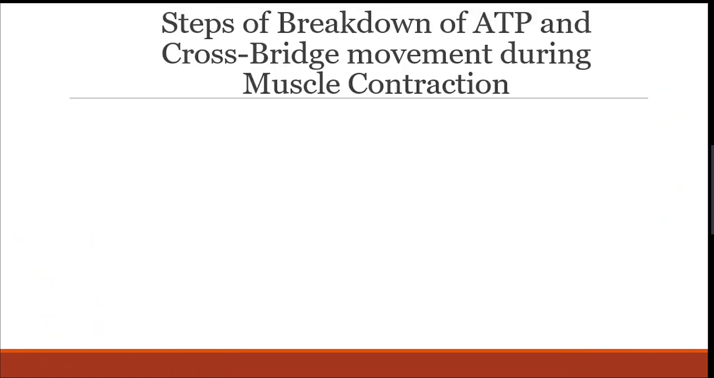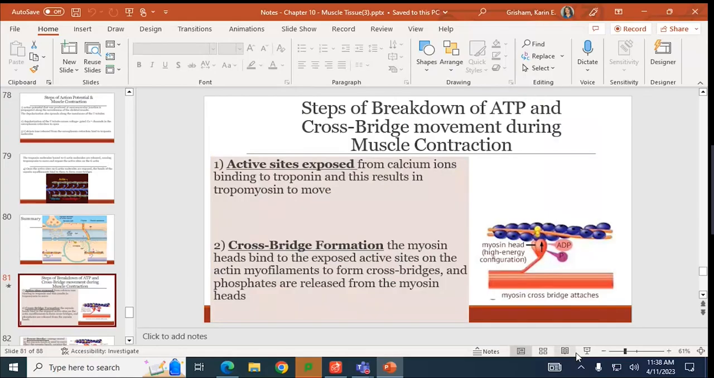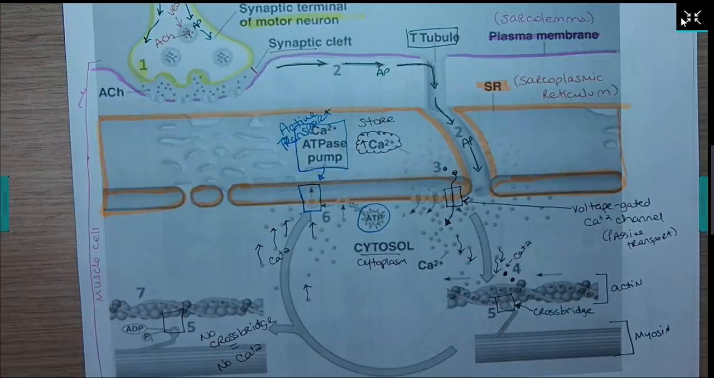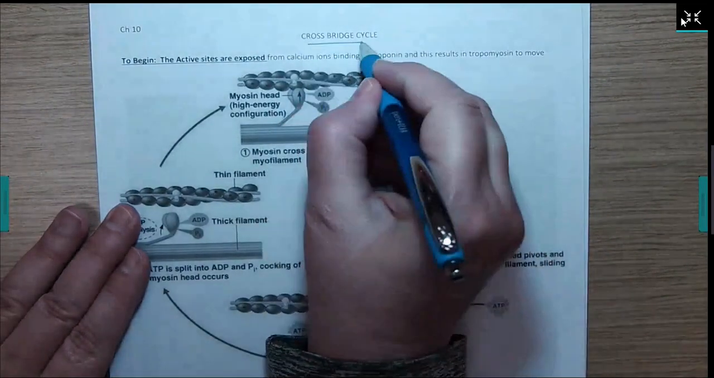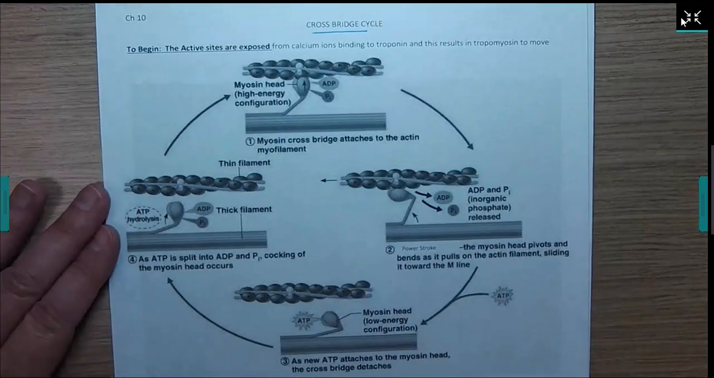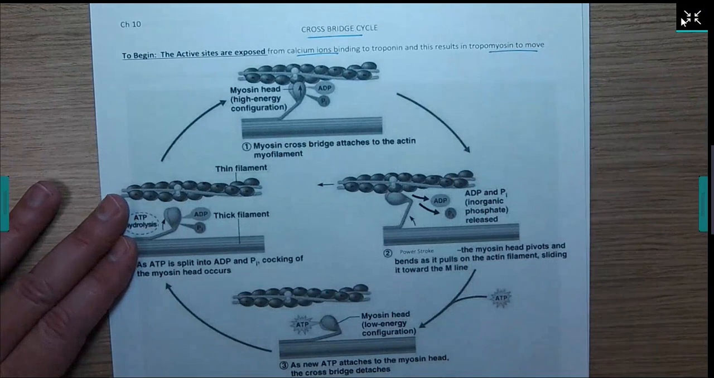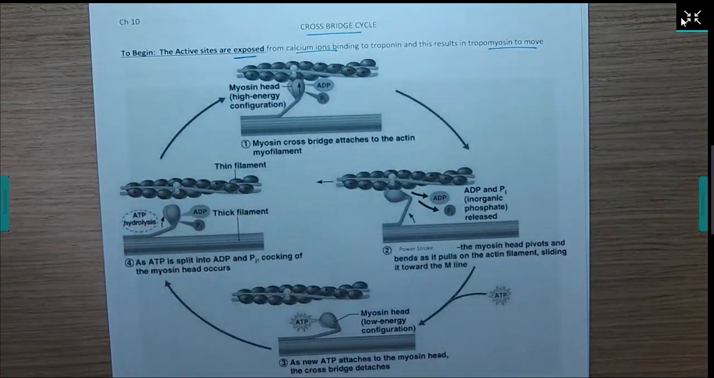So the steps of breakdown of ATP and cross-bridge movement, that's the next thing we're going to take a look at. So let's go back to our picture again. This is the last handout that you've got, which is this one right here. So we mentioned cross-bridge cycling. Keep in mind where we're at in the process. Calcium ions are hanging around, troponin-tropomyosin has moved, so the active sites are exposed. So that's the first thing that happens.